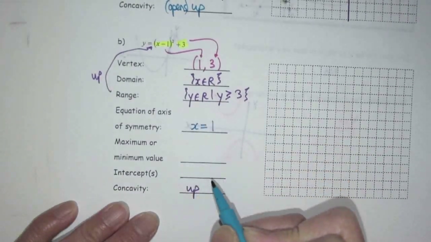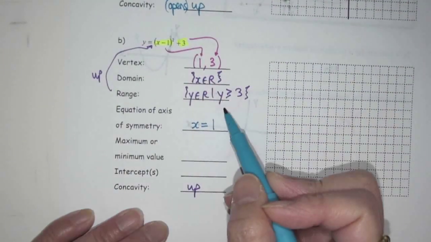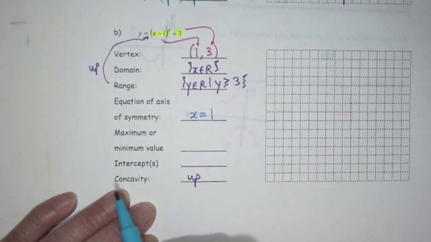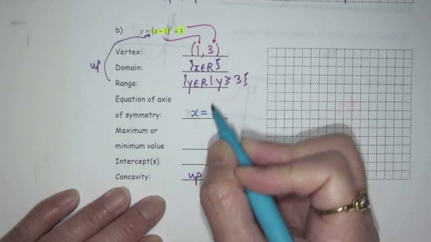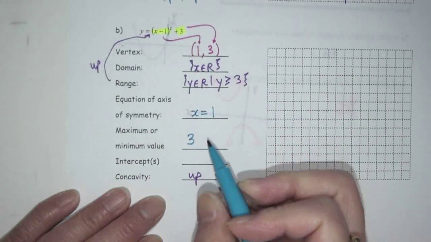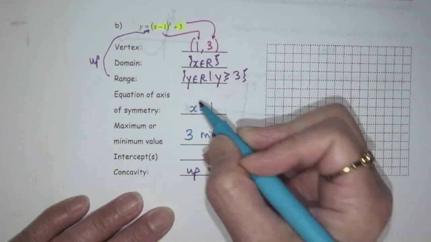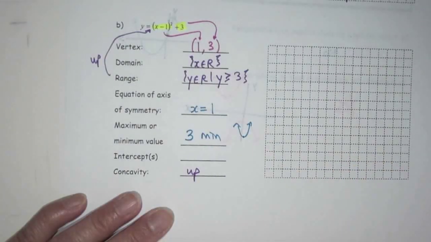The axis of symmetry also comes from the vertex, and the vertex is going to be x equals 1. So that's my axis. So the axis of symmetry is always the x value. The max or min value is back to the y value. So this will be y equals 3, from the y value 3. And is that a maximum or minimum? It opens up, so that'll be a minimum. So it's heading upwards, it's going to be a minimum somewhere down there.